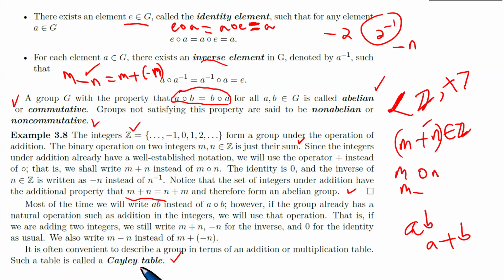It is often convenient to describe a group in terms of an addition or multiplication table. Such a table is called a Cayley table. So this Cayley table describes a group in terms of an addition or multiplication table. Sometimes you can describe a group by drawing its Cayley table. Then it's a way of saying we're describing a group.